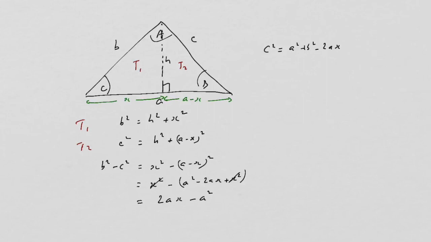Now, if we look at the length x within the triangle T1, we see that x is the adjacent to the angle, and that means that we have cos C equals x over b, and therefore x equals b cos C. If we now substitute that back into the equation we reached at the top of this side of the page, we get c squared equals a squared plus b squared minus 2ab cos C.